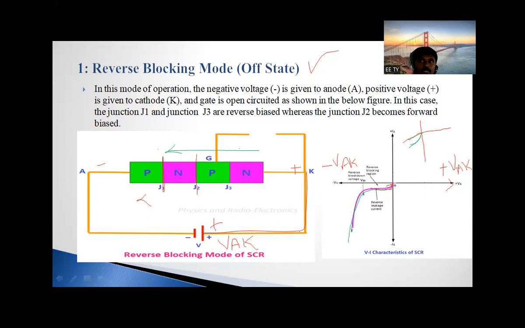If that happens, the thyristor will get damaged. That's why the thyristor or SCR should not conduct in the reverse direction. If you apply more reverse voltage, then at one particular voltage level it will conduct in the reverse direction, so this current will increase.